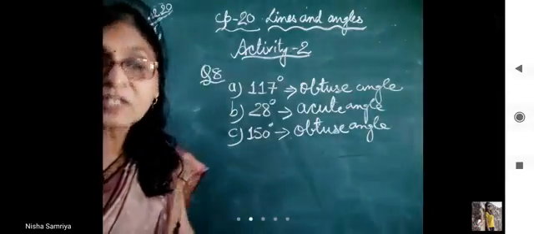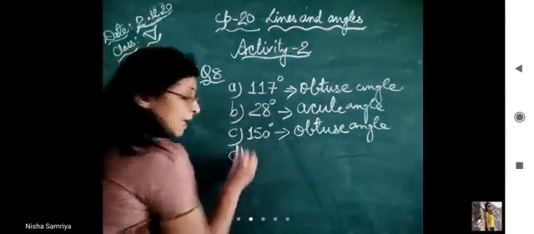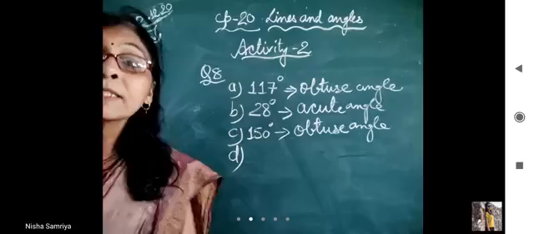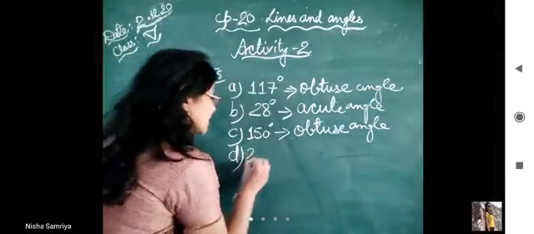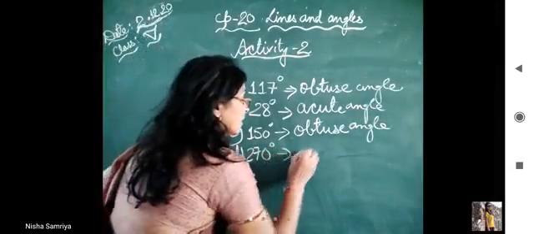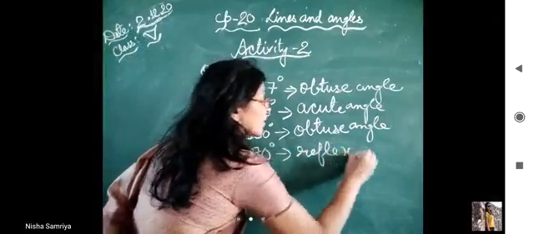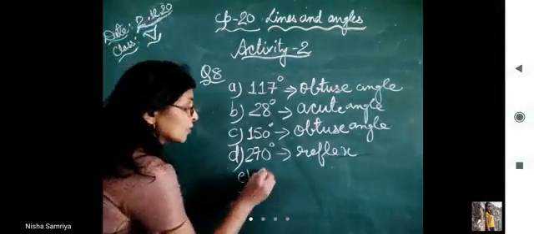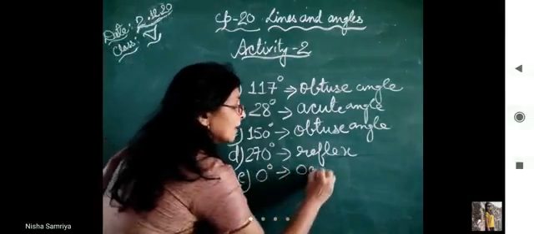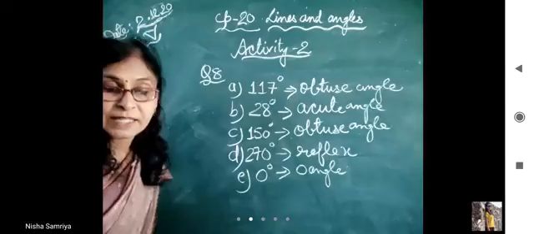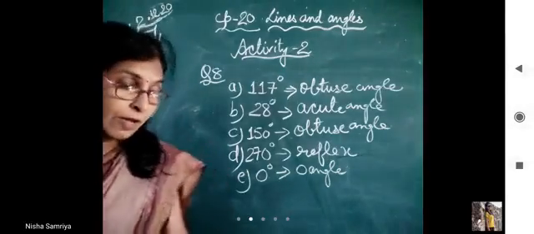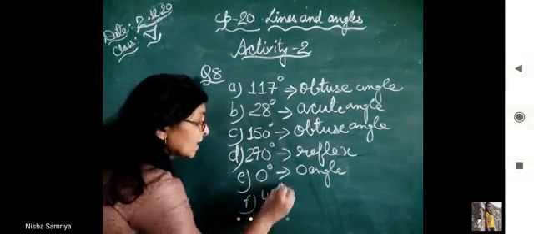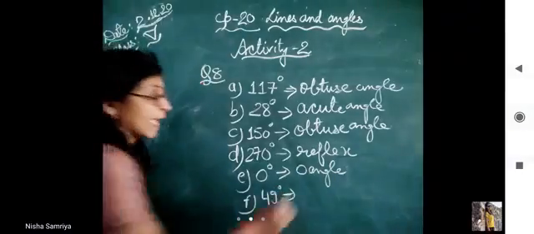Then comes 270 degree, and which type of angle is 270 degree? That is the reflex angle. And then comes 0 degree, and 0 degree is zero angle. Then comes F, 49 degree. This is also an acute angle.